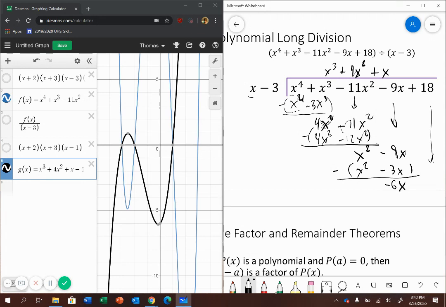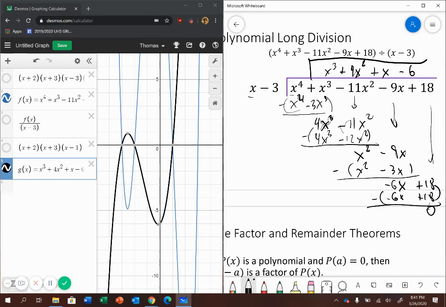And we're going to bring down that last term, that 18. And we ask, okay, x goes into negative 6x how many times? It goes in minus 6 times. So negative 6 times x is negative 6x. And then negative 6 times negative 3 is positive 18. And then look right there, we get 0. So that makes sense. That lines up.